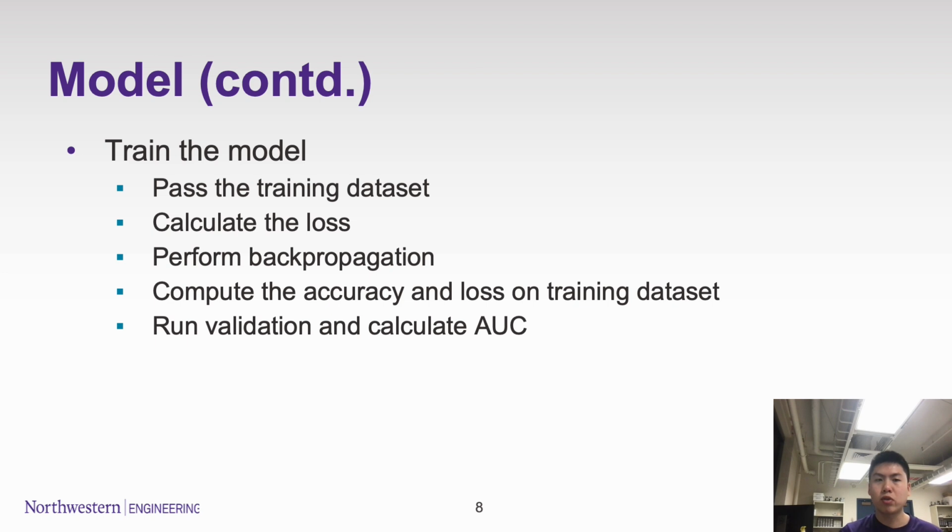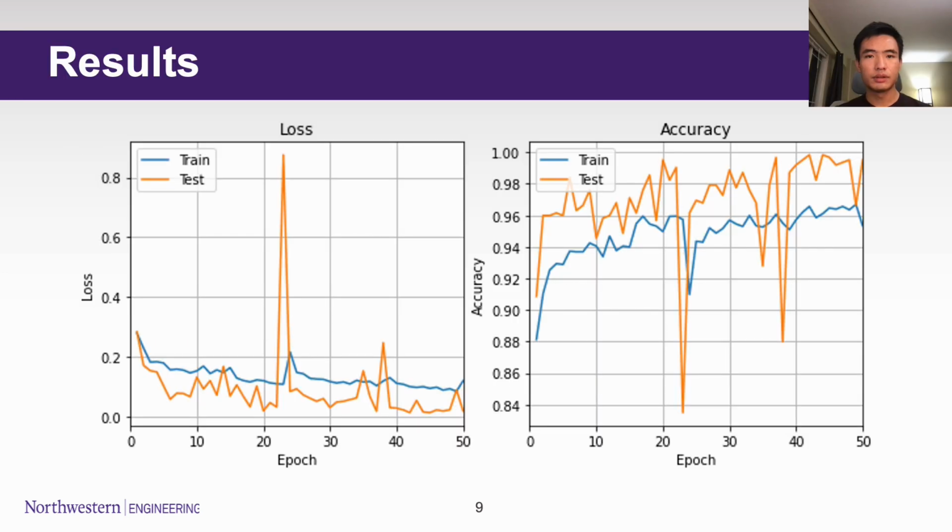During the model training process, we first train the model by passing the training dataset, and we calculate the loss for that epoch, and we perform backpropagation through the whole CNN model and compute accuracy and loss on the training dataset. After that, we run validation and calculate the AUC for our validation dataset. After running 50 epochs, we can see the results here.